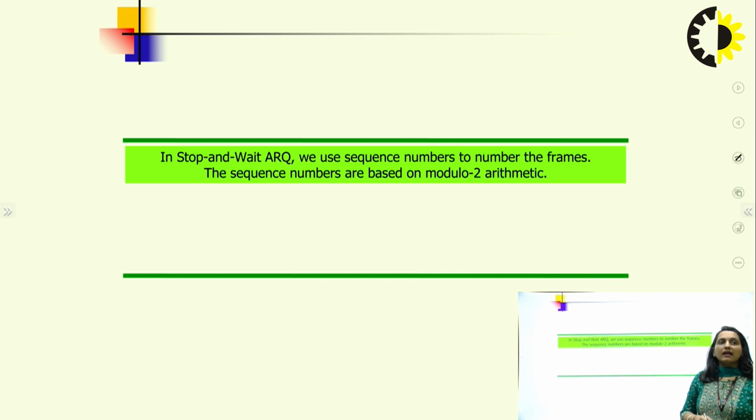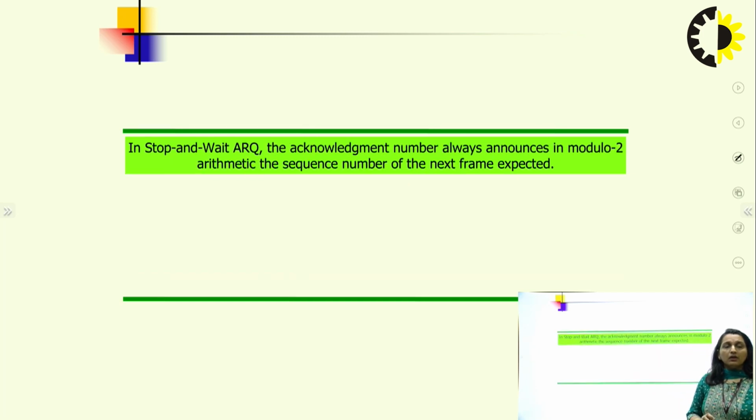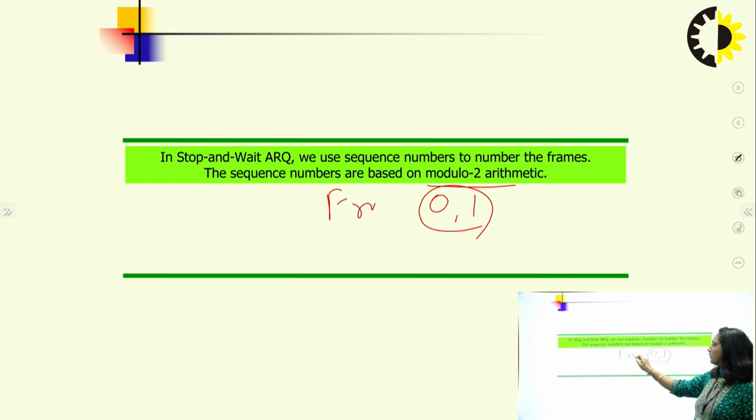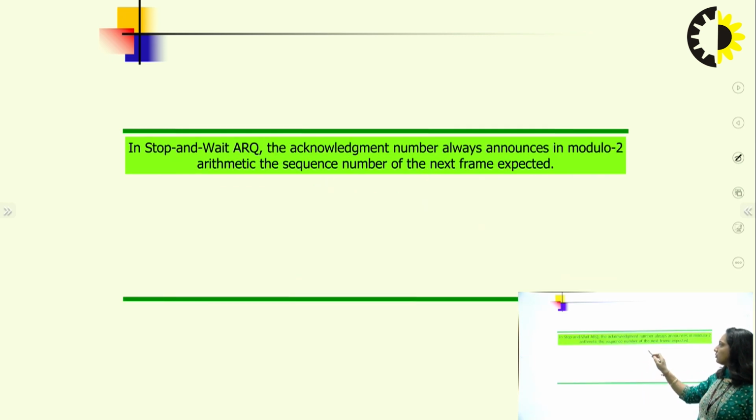So in stop and wait ARQ, we have a sequence number, because the frame number has to be a sequence number. It is modulus 2. So we have 0 and 1 as the frame numbers. In stop and wait, we have acknowledgement numbers also in modulus 2, so we have frame numbers 0 and 1, and acknowledgement numbers 0 and 1.